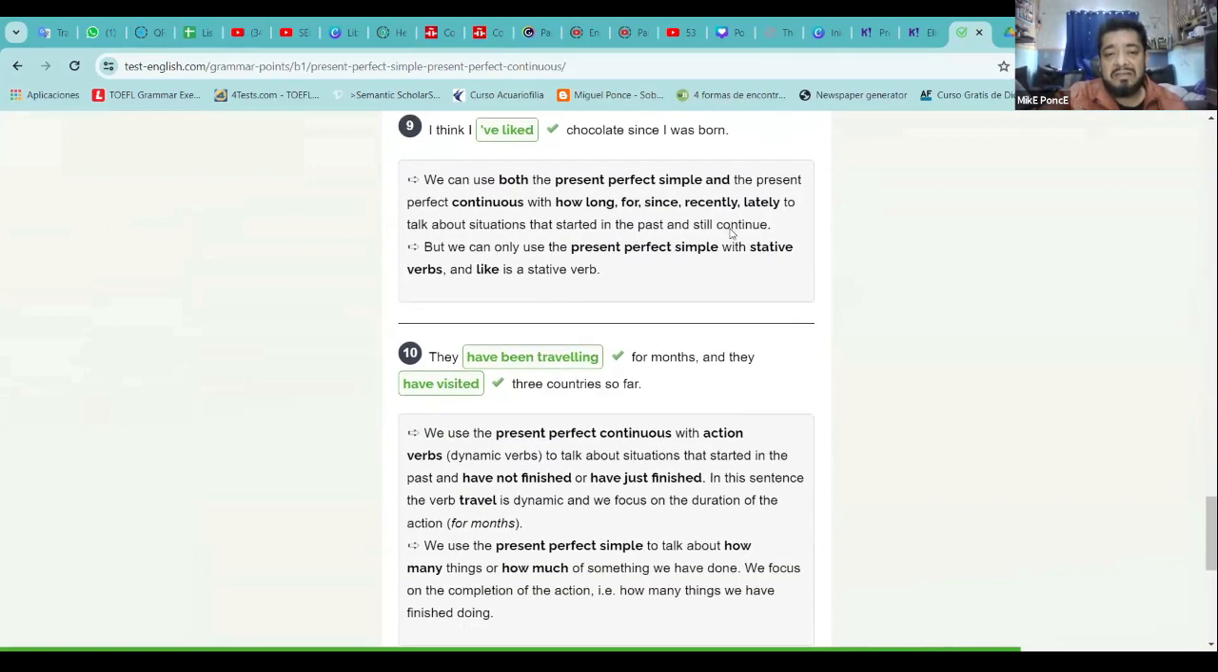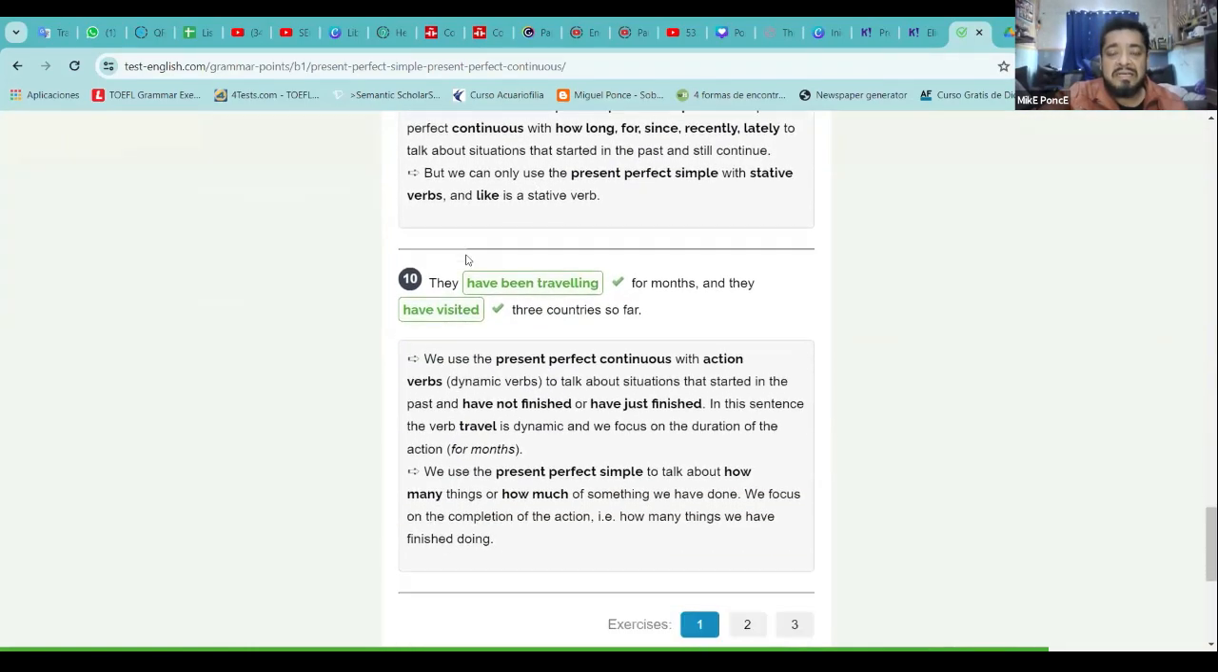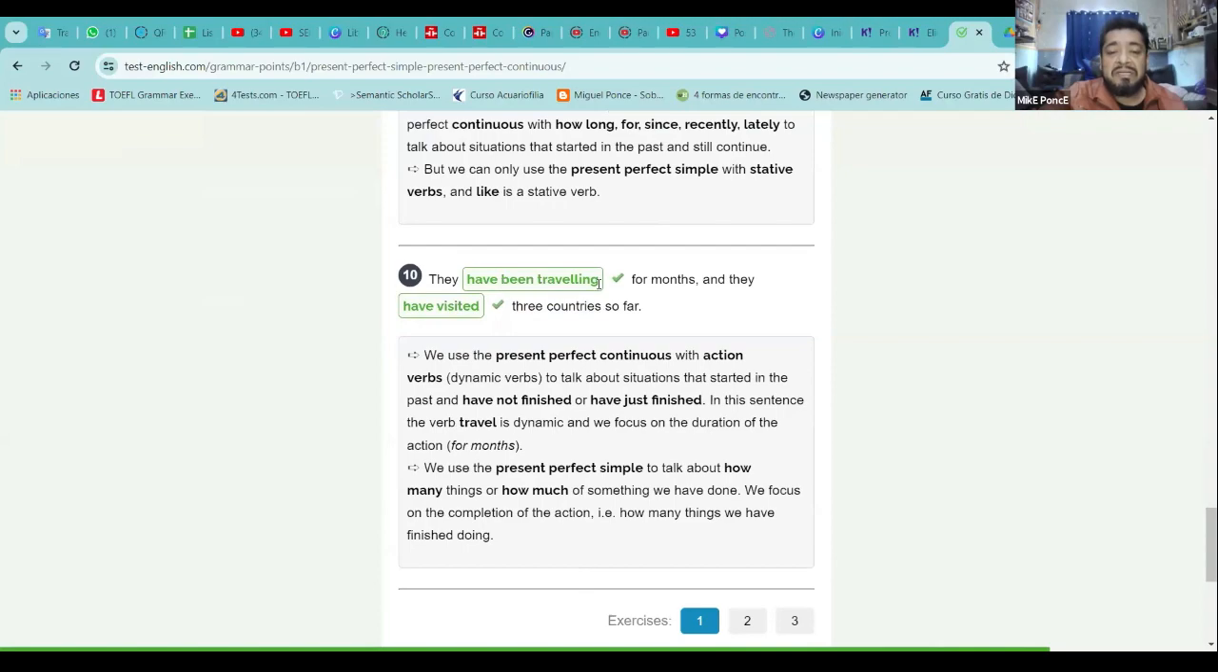Like is not a verb in progress, and they have been traveling for months. They continue traveling and they have visited 3 countries so far. So these countries were visited in the past and they will visit more because the action hasn't finished yet.